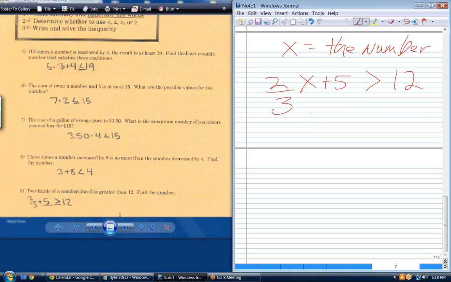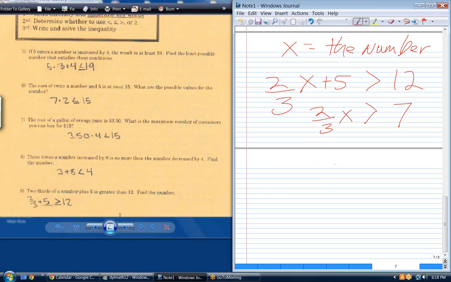So now you do 12 minus 5. So what's the next line? So it'd be 2/3 x is greater than 7. Just greater than, not equal to. Okay. And what's the next line?